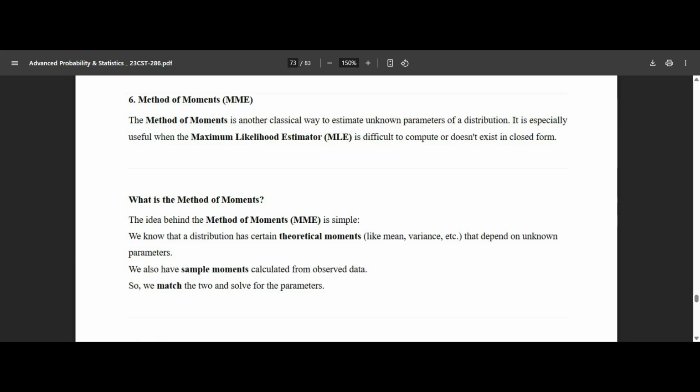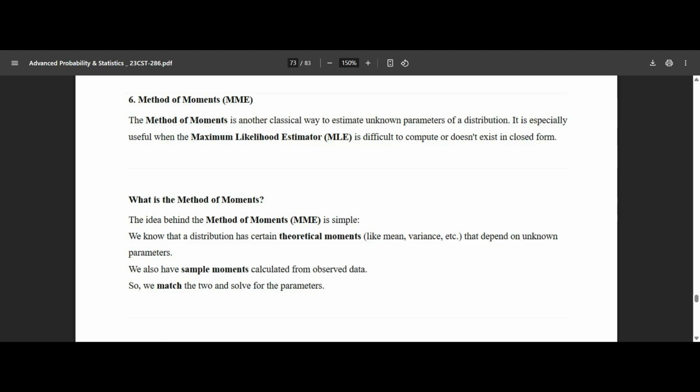For them, what do we do? MME, that is, method of moments, we compute. The idea behind the MME is simple. We know that a distribution has certain theoretical moments like mean, variance, etc., that depend on unknown parameters. We also have sample moments calculated from observed data.